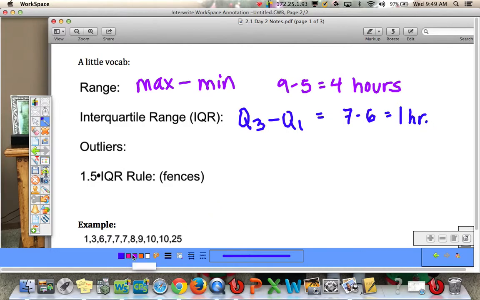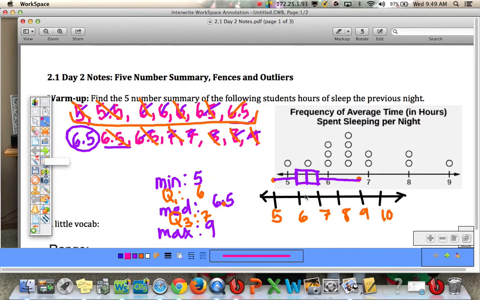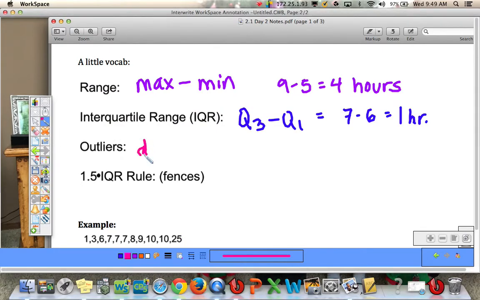Outliers are any pieces of data that just don't fit the trend. So is there any data point here that's just really separated from the rest? Is 9 an outlier? It's kind of separated, and either 9's an outlier or it isn't. I would say if someone got like 12 hours of sleep, that might be an outlier, something that just doesn't fit the rest of the data.